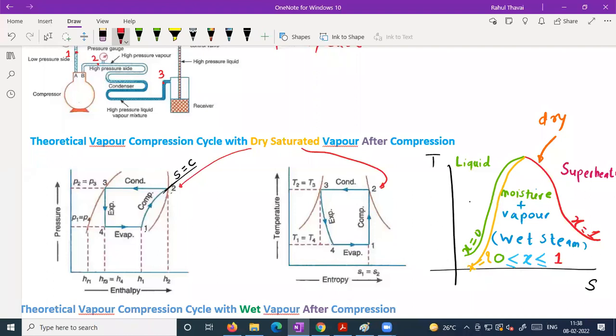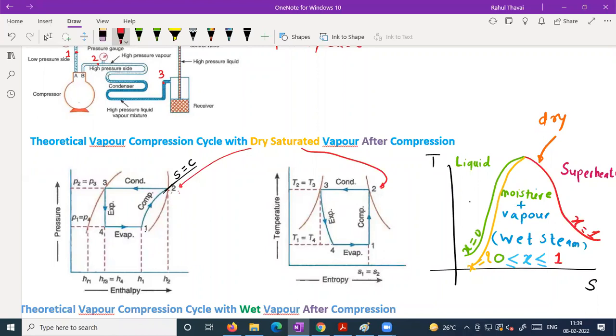See, here at point number two it's a complete vapor. At point number three, it's a complete liquid, a pure liquid. Here it's a pure vapor, here it's a pure liquid. So that we can also call a saturated liquid. At point number three, we have a saturated liquid. At point number two, we have a saturated vapor.